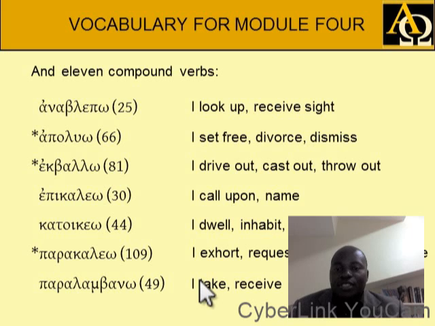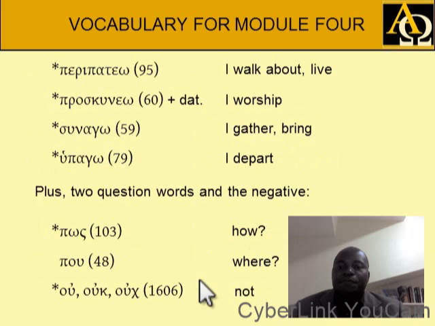Epikaleo. These are compound verbs. So again, we have looked at luo, we've looked at balo, we've looked at kaleo. Lambano, now it's paralambano, means I take or I receive. Parakaleo, I exhort or request. Paul's favorite word for exhortation. Katoikeo, I dwell or I inhabit. Peripateo, I walk about, live. Proskuneo, I worship. Sunago, I gather, bring. That's where we get the word synagogue. Hupago, I depart. Pos, how. Pou, where. Ou, ouk, not.